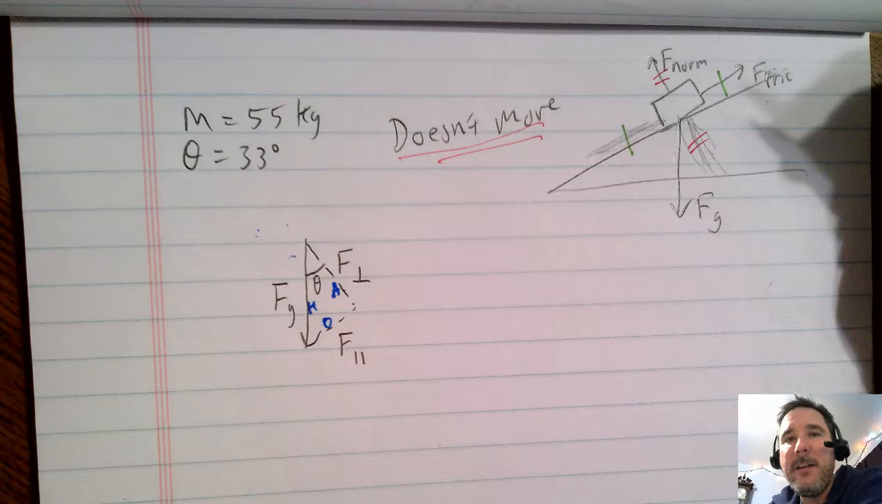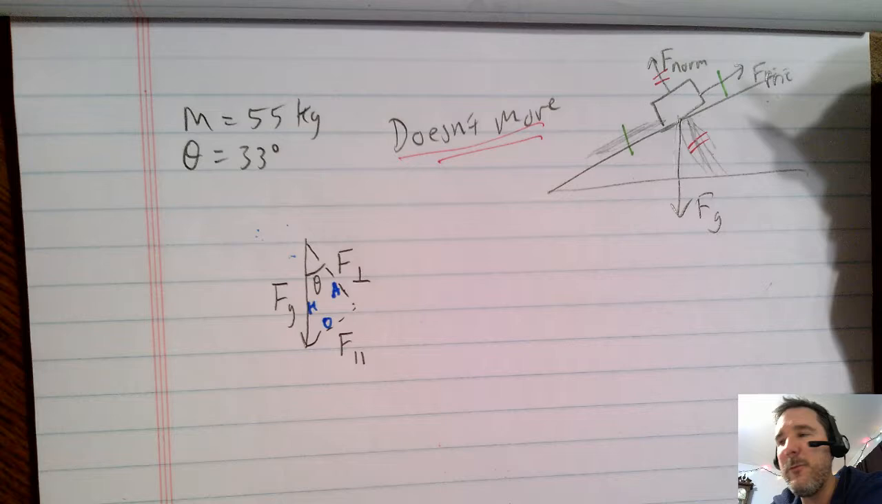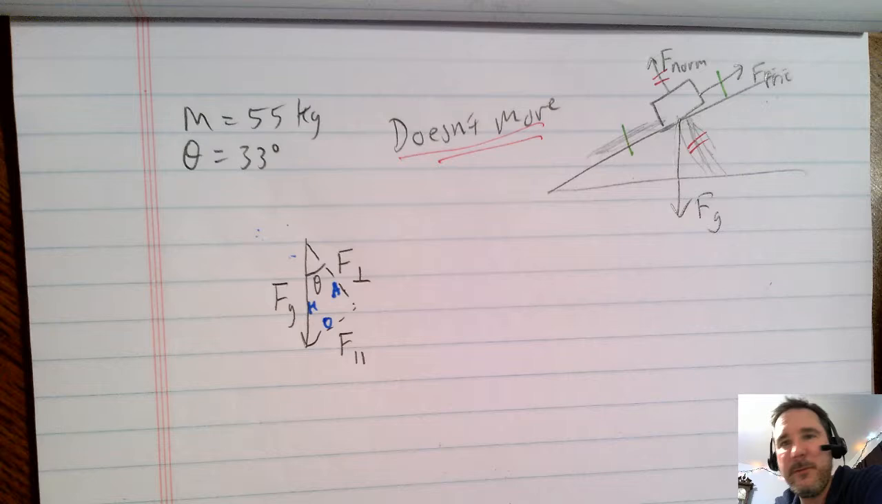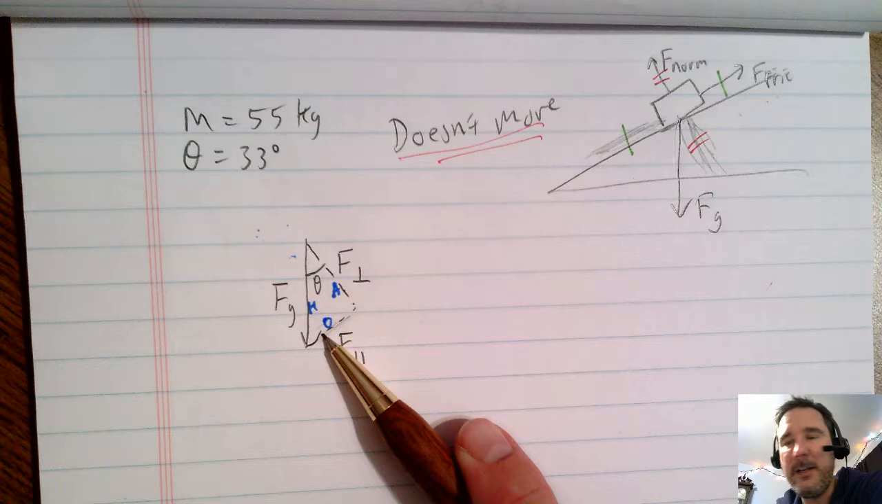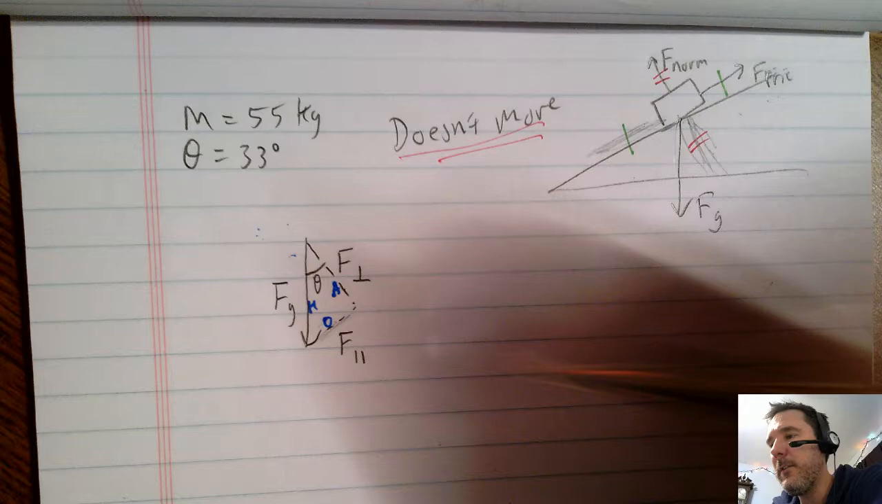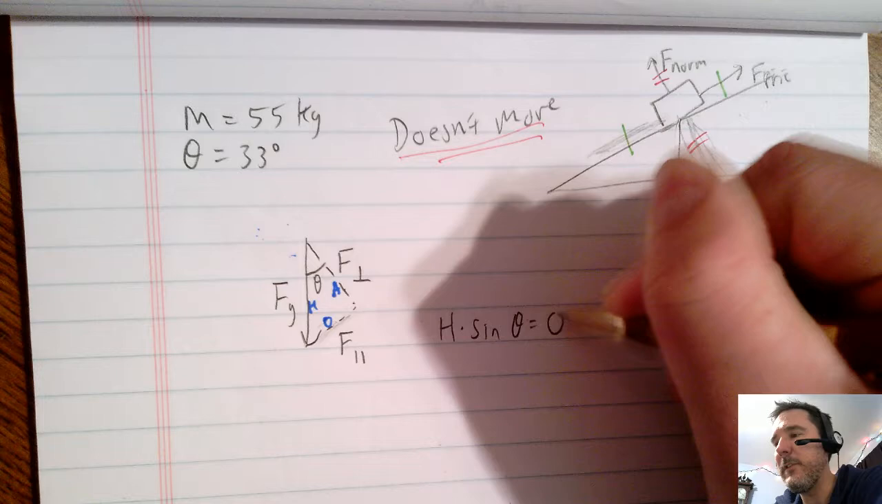We could find everything. We just want to find the force of friction, though. I could ask what's the normal force, but honestly, it's a weird question. So let's find the force of friction. All right, what's the force of friction going to be equal to? The force of friction will be equal to this force right over here, and that is going to be this parallel force right here. That's our opposite side. Opposite, so SOH, that's sine. So H times the sine of theta is going to be equal to my opposite side.